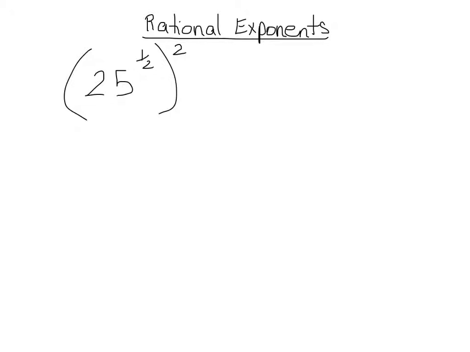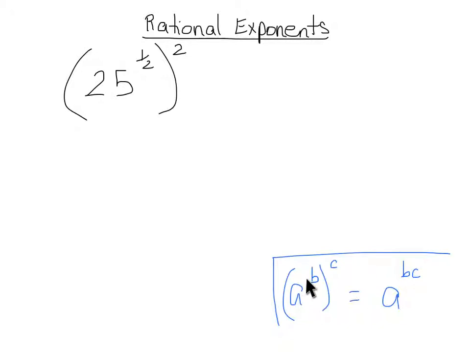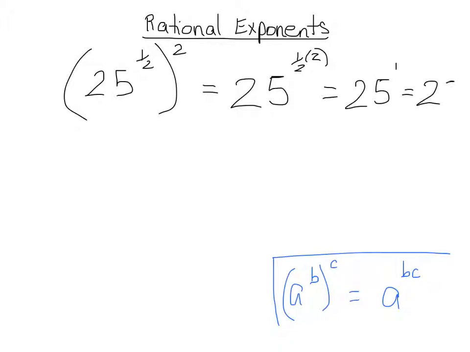Now, remember back in the day when we looked at the properties of exponents, the laws of exponents? I'll put this over here. A to the B to the C is really equal to A to the BC. Like, that's the whole thing, right? If we are raising a power to a power, we multiply the exponents. So 25 to the half times 2, same thing. So this is really 25 to the 1, which, of course, is really just 25.